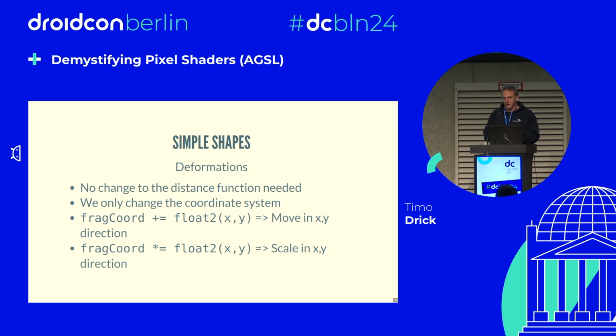Other things you can do: you don't have to change the distance functions, but when you, for example, move your shape, you can just move the coordinate system in the opposite direction. Maybe you can also think of this coordinate system like the universe. In our case, it's just a 2D universe, and you move the universe to the right, and then the shape will move to the left, yeah? And you can do this just by plus equals, and then you can provide a vector, for example, with x and y coordinates. You could also multiply these coordinates, so you scale your universe, when you want to get your shapes bigger or smaller.